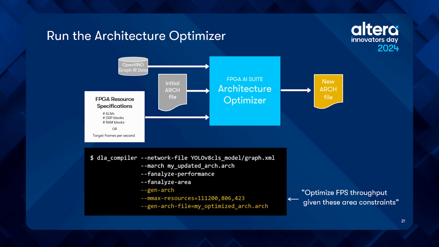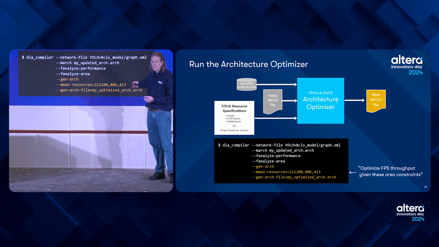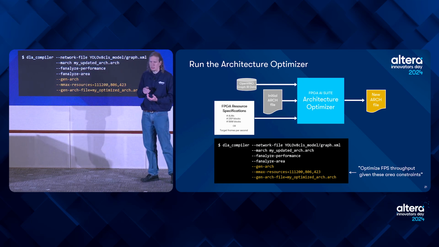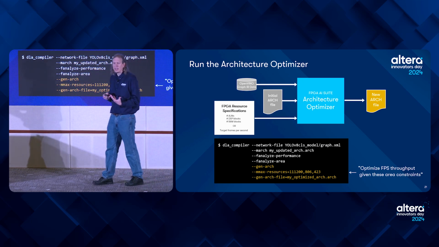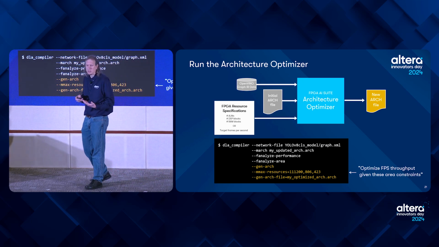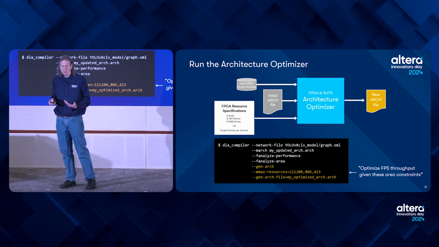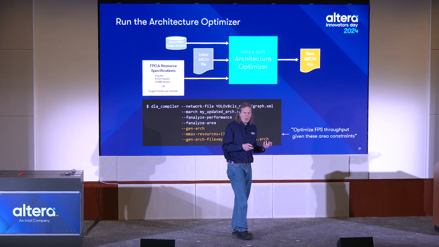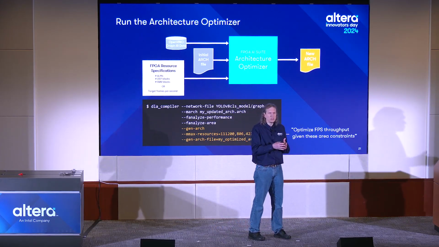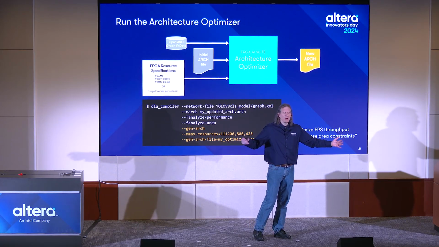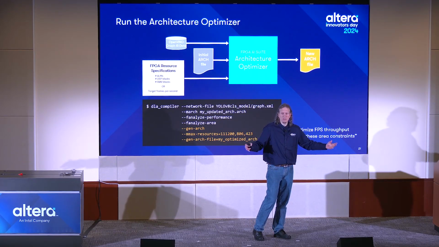So let's do it. Let's run the DLA compiler again. This time I've included 3 new command line options shown in the tan colors here. The first of these is genarch. This tells the compiler that it should run the architecture optimizer tool on the input arch file. Remember, we said the arch file allows us to configure many parameters for the IP. This optimizer is an advanced tool to search that parameter space to find the best configuration for a given machine learning graph.